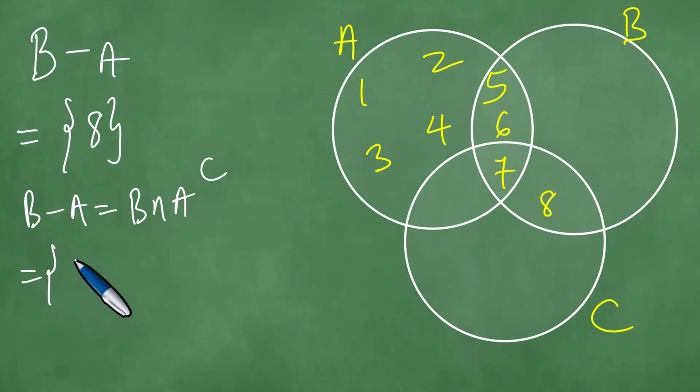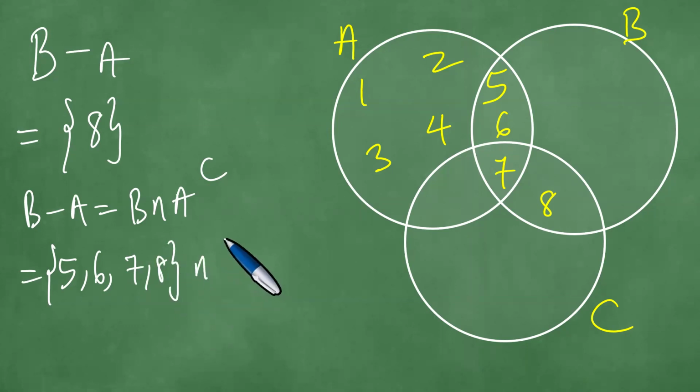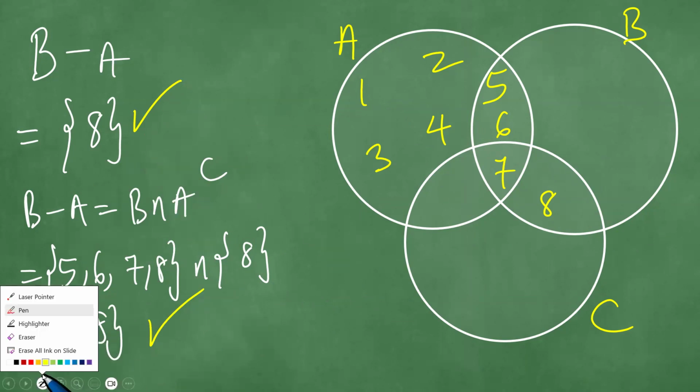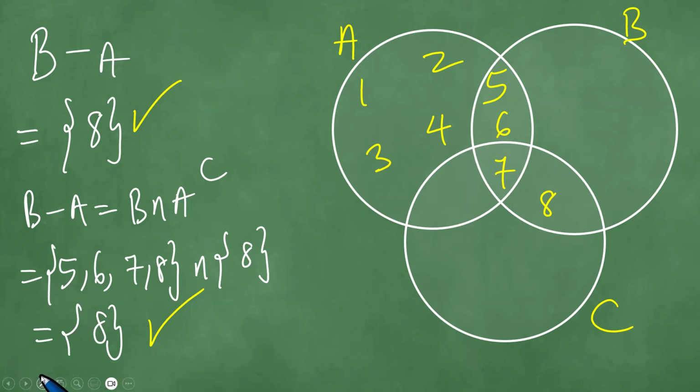What is the set B? We saw at the beginning that the set B contains the elements 5, 6, 7, 8. That is the set B intersection A complement. The complement of A has everything else that is not in A, so we can just put 8 here. Therefore, the intersection of these two sets contains the element 8. So we have this exactly. Next, we have B minus A.